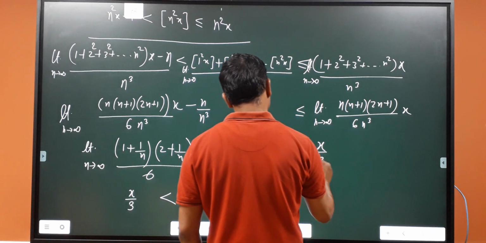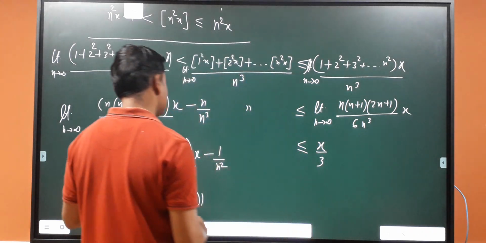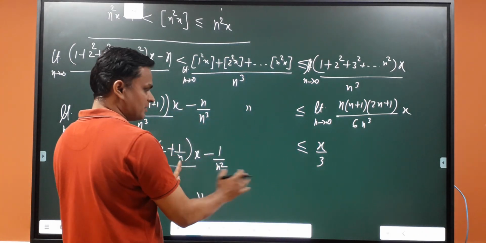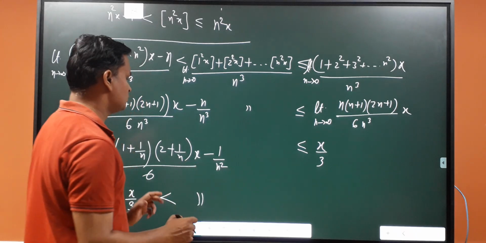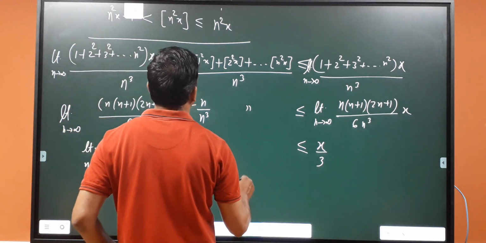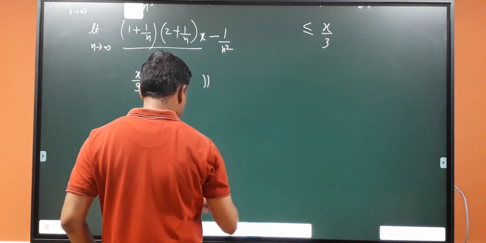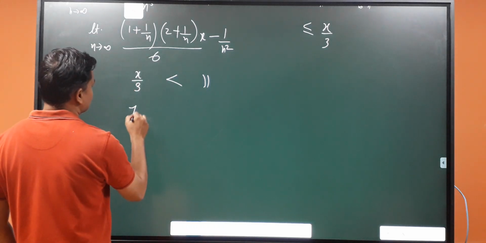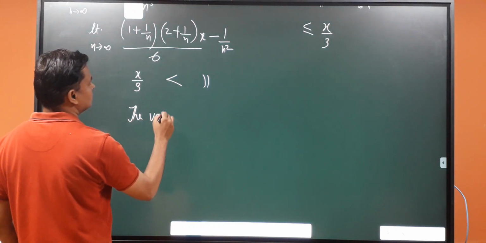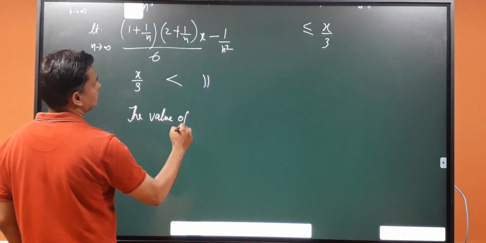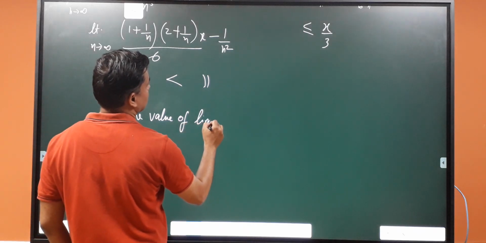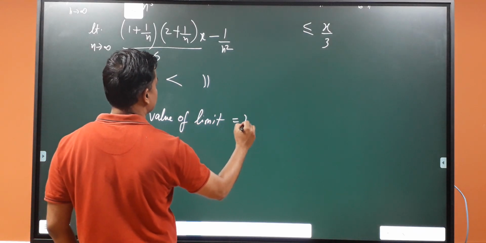So see, here also x by 3, here also x by 3, and a function is being sandwiched between them. So we can say that by the sandwich theorem, the value of the limit is equal to x by 3.